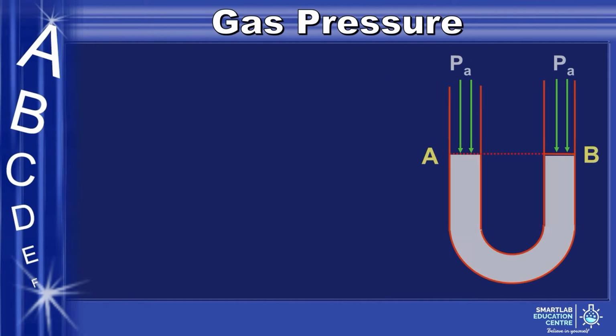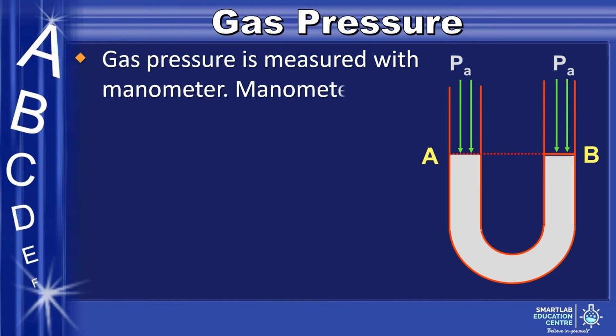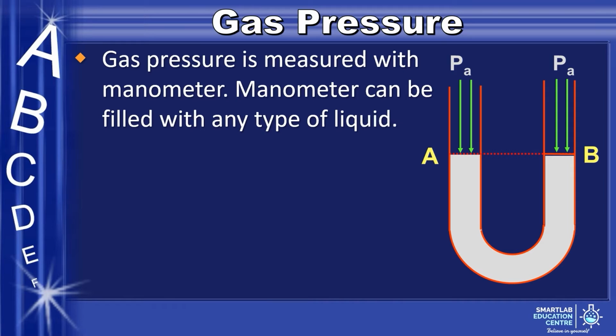Another way to measure gas pressure is with a manometer. It can be filled with any type of liquid such as mercury, water, and so on. In this scenario, when both levels in either end of the manometer are of the same height, filled with the same liquid, the pressure exerted by gas A and gas B are both the same.